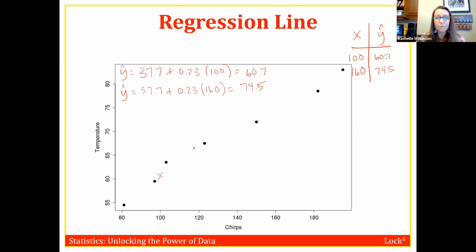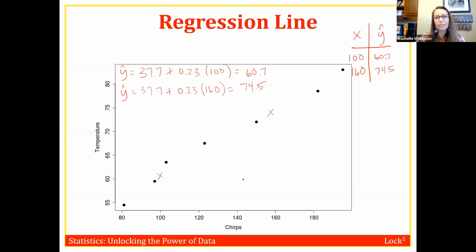So I don't want to get it confused with any of these other dots that are on the graph, because those dots, the black dots, those are all real data points. And right now we're not plotting a real data point, we're just plotting a value from the line. Okay, my second one is 160 and then 74.5. So that's going to be about right up here. So I'm going to put my x there, and then I'm just going to connect those dots.